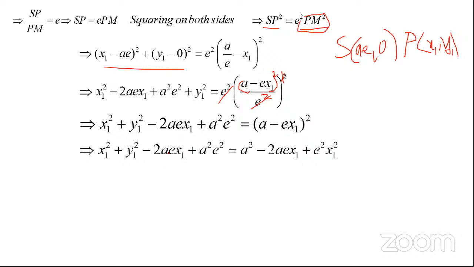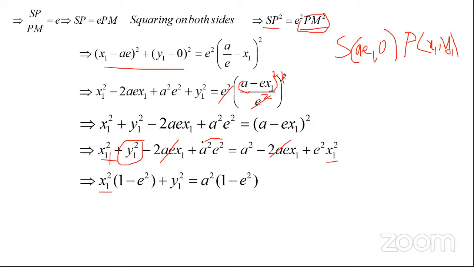From the right hand side and left hand side, the same values of minus 2aex1 will be cancelled. Then we take x1 square to one side, taking x1 square common, you will get 1 minus e square, and the only y term is y1 square. Taking these values to the right side, a square e square, you will get a square of (1 minus e square). So in the form of x1 square (1 minus e square) plus y1 square equal to a square of (1 minus e square).